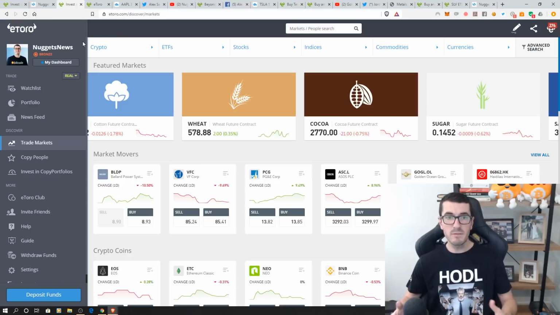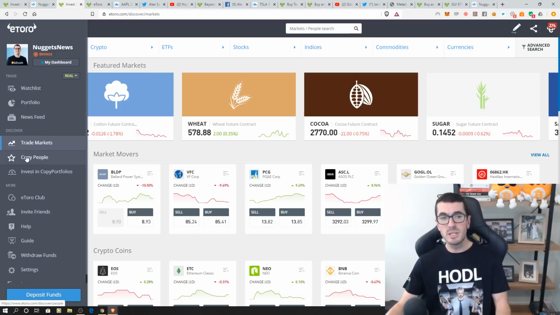So this is the platform. This is the trade market screen where you can see the different types of assets that'll let you trade. You can search for your favorite stocks or assets up the top there as well. You can create a watch list for the things you want to keep an eye on, a portfolio once you have positions open. That's the news feed there.